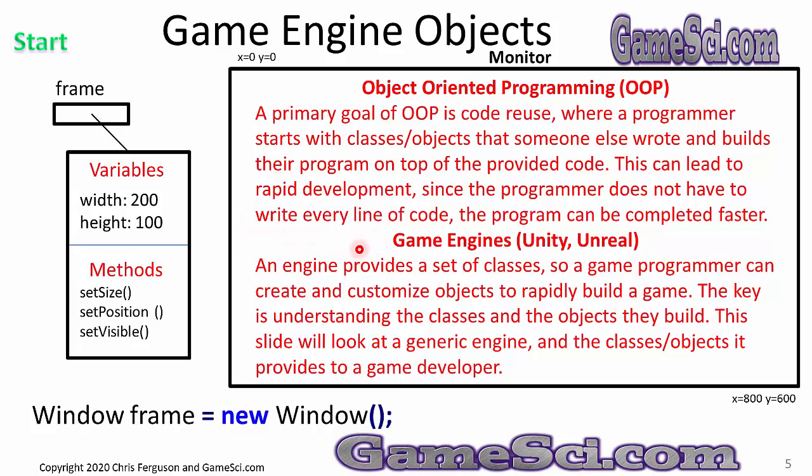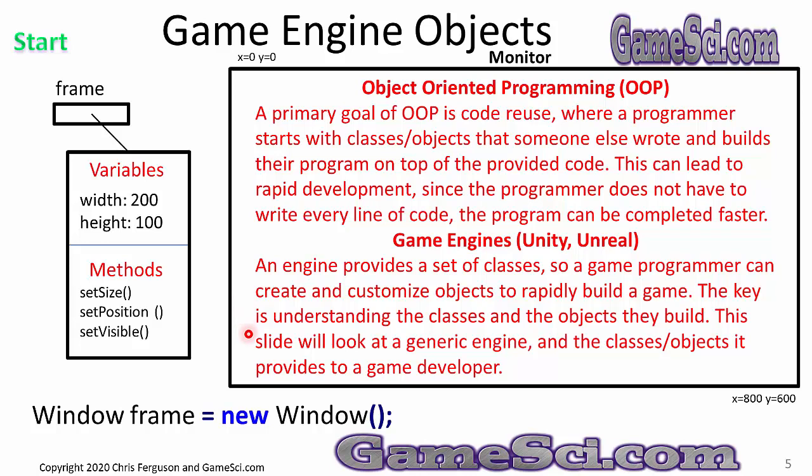Well, that's exactly what game engines do. Game engines like Unity or the Unreal Engine. An engine provides a set of classes so a game programmer can create and customize objects to rapidly build a game. The key is understanding the classes and the objects they build.